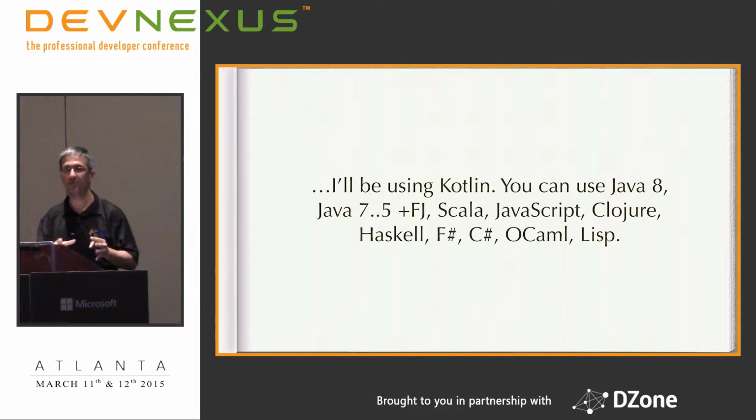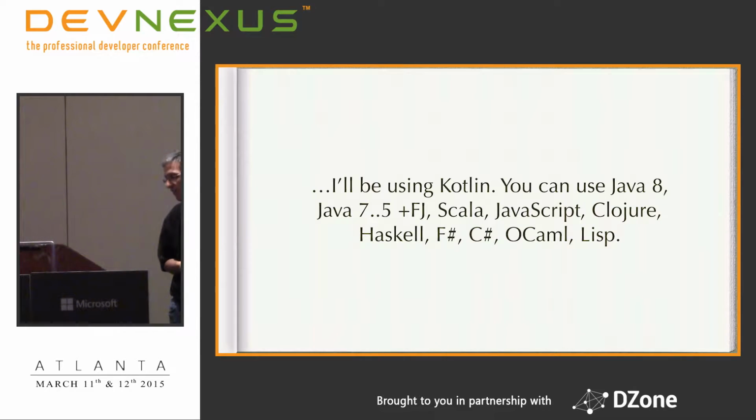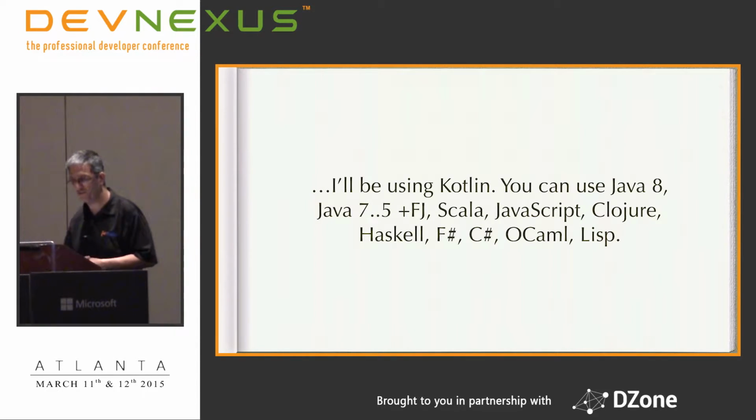And when I say 100%, I really mean 100%. Why am I using Kotlin? Well, because I try and do talks on things that I use. And I like Kotlin, I use it, and that's why. You can use Java 8, you can use Java 7 to 5, adding these things called the functional Java.